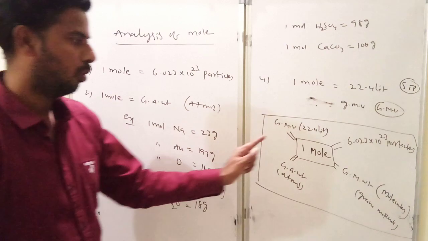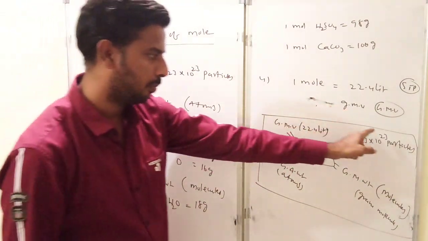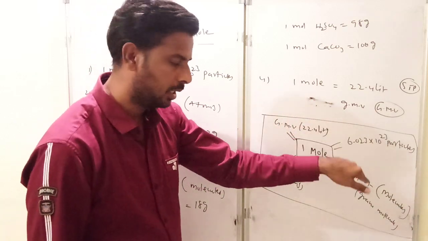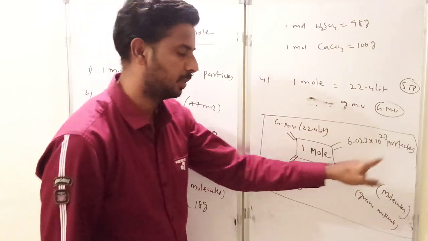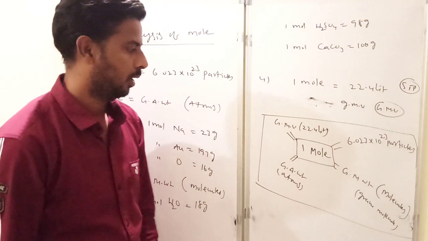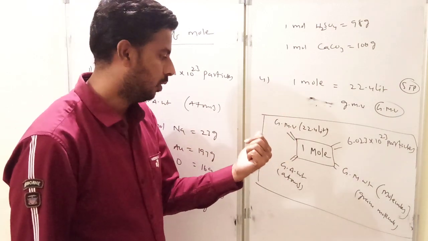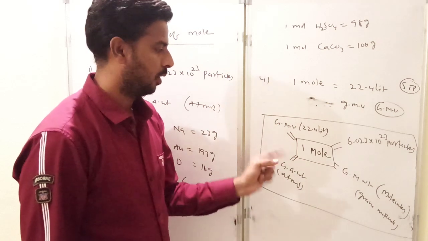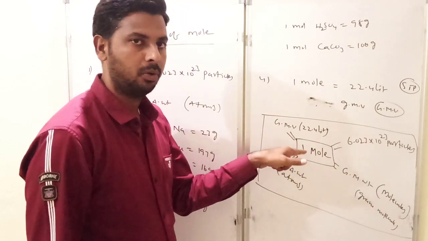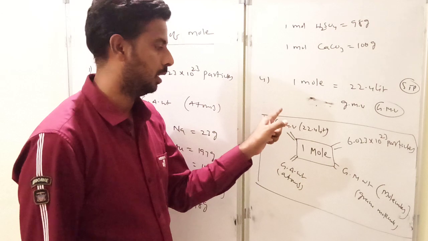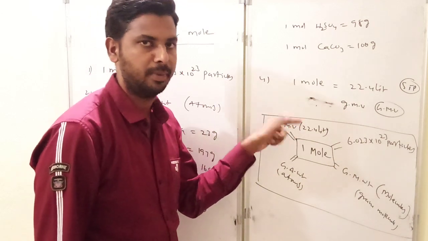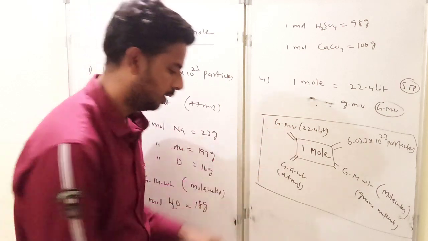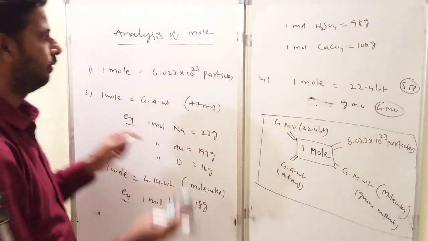Is it clear? 1 mole of any substance equal to Avogadro number of particles. 1 mole equal to its gram molecular weight if the substance is expressed in terms of molecules. 1 mole equal to gram atomic weight if the substance is expressed in terms of atoms. 1 mole equal to 22.4 liters, that means it occupies 22.4 liters volume at STP condition. So this is a simple flow chart. Now we shall apply it to a few examples.